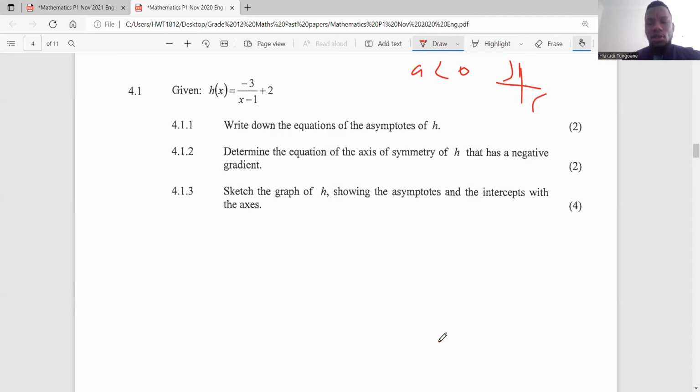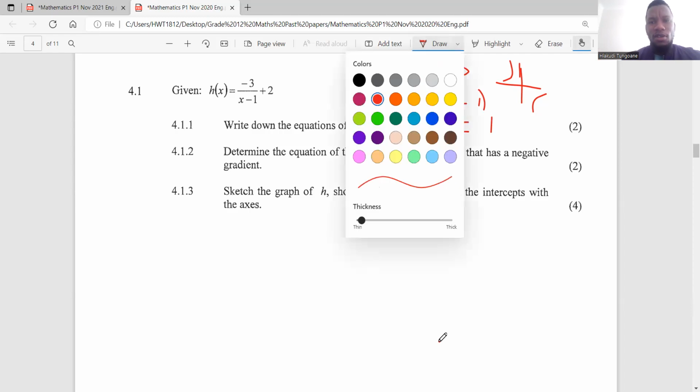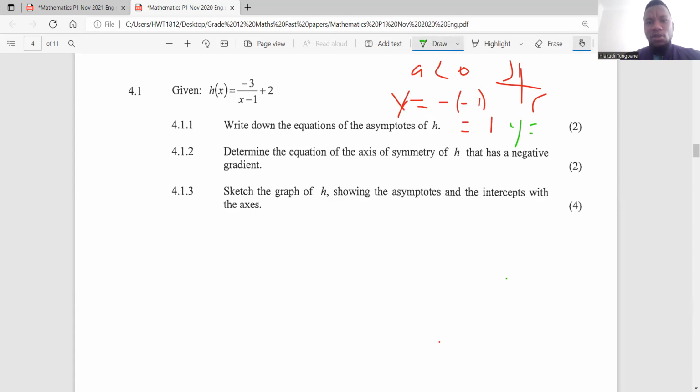You should be thinking about that. Okay, and then you are given that x equals -1, so you should be thinking that the vertical asymptote is x equals -1, which is 1. And then you should be thinking that your y asymptote is going to be y equals 2. Okay, so already you're solving the question by just looking at the standard form before you actually even answer the question.